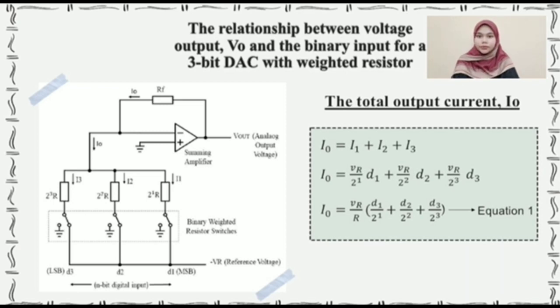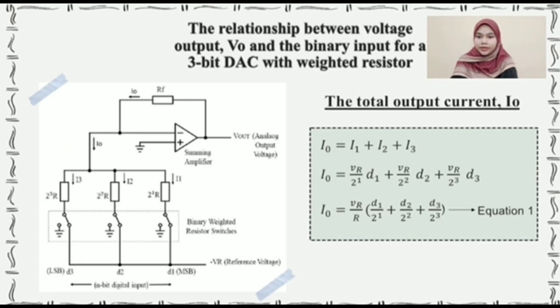Today I will be presenting to you about the equation of the 3-bit DAC with weighted resistor. First, based on the circuit diagram for the 3-bit DAC with weighted resistor, the relationship between the voltage output and the binary input is as follows. Note, the total output current I0 is equal to I1 plus I2 plus I3. So, I1 is equal to VR over R to the power of 1 times D1, I2 is equal to VR over R to the power of 2 times D2, and I3 is equal to VR over R to the power of 3 times D3. Then we simplify the equation.